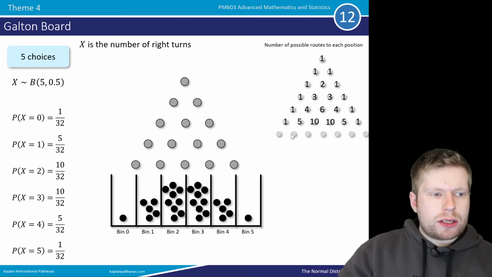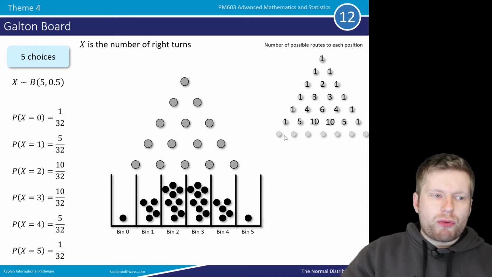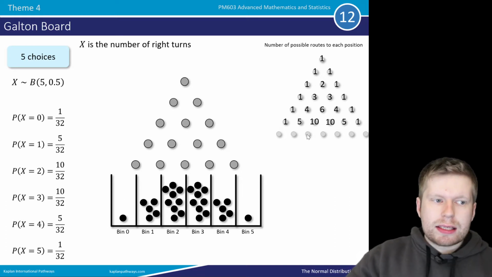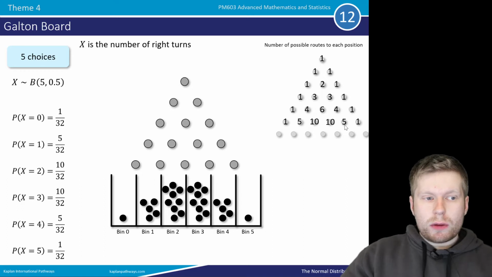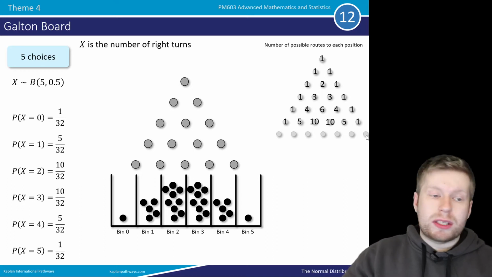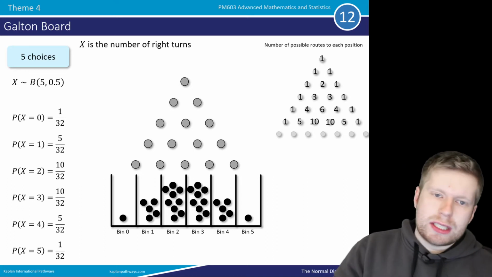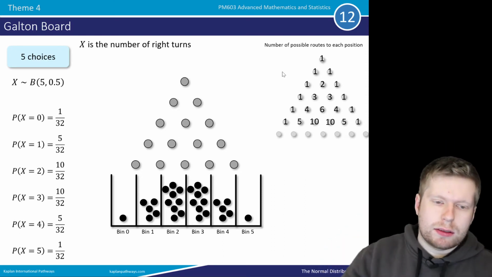So therefore I predict that the bottom bin is going to read 1, then 6, then 15, because notice 5 plus 10 is 15. 20 there because 10 plus 10 is 20. That's got to be 15 because that's 10 plus 5. That's got to be 6 because 5 plus 1. And that's got to be 1 because there's only 1 possible route in order to get to that bin, and it's just all rights, okay?